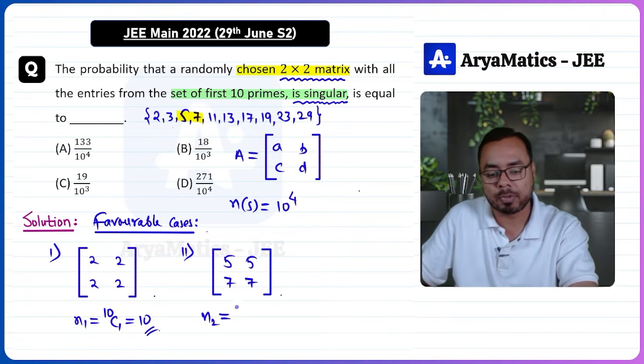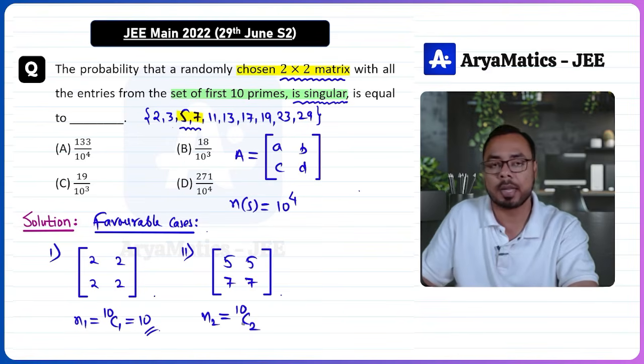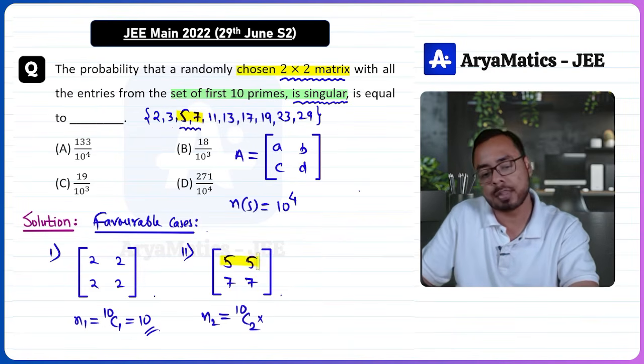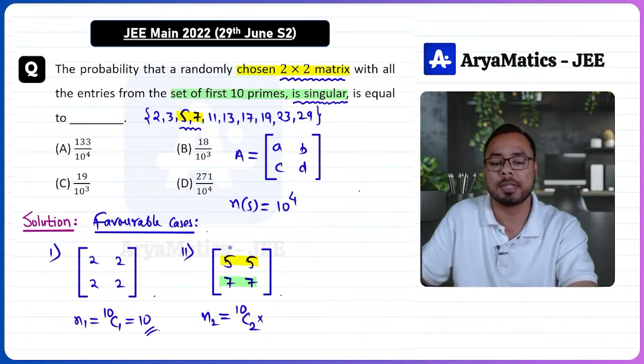So, step 1, from those 10 elements, those 10 prime numbers, select any 2 prime numbers. Let us say we have selected 5 and 7. Now, in how many ways we can do that selection? 10C2. And once you select 5 and 7, there are 4 matrices that you can create. What are those matrices? First matrix where 5 is in first row, 7 in second row. Another matrix where 5 is in second row and 7 in first row. Just interchange these 2 rows. And same thing you can do column wise, right?